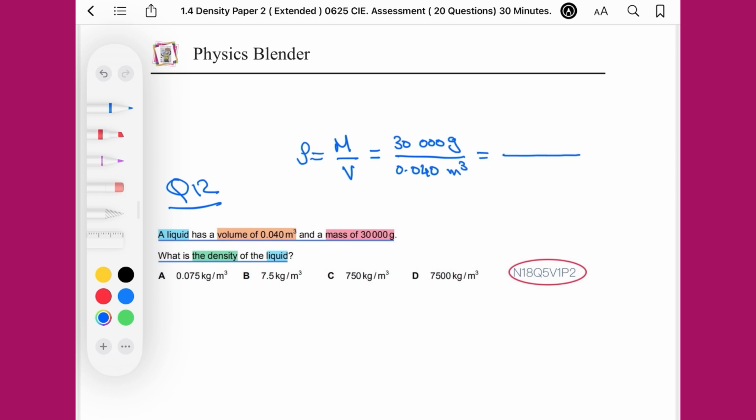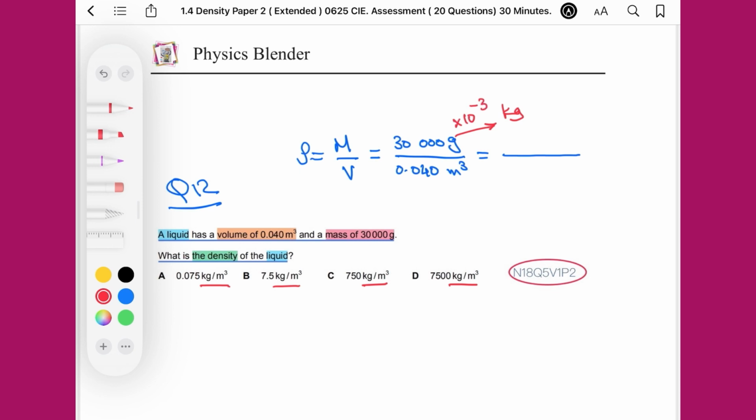How can you convert if you have different units? So you have to convert cubic meter to cubic centimeter, or, if you check all the answers, they have kilogram per cubic meter. Okay, so you have to convert grams to kilograms. So you have to multiply by 10 to the power of negative 3.